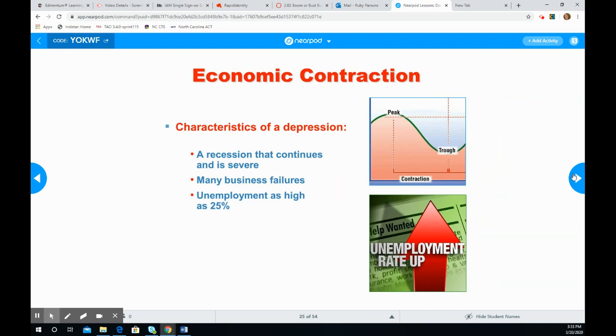If we slip past that recession into the depression, then let's look at this. A recession that continues and goes on past that 6 months gets very severe. Many businesses will fail at this point, and unemployment could peak as high as 25%, which is a huge number.